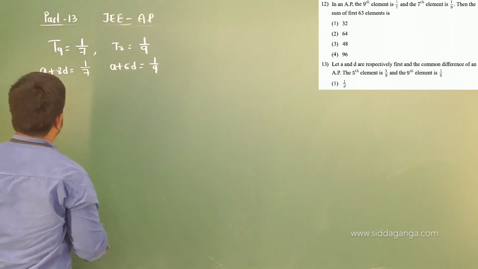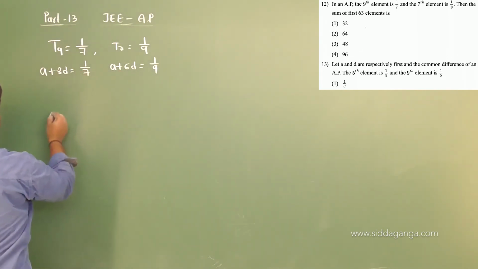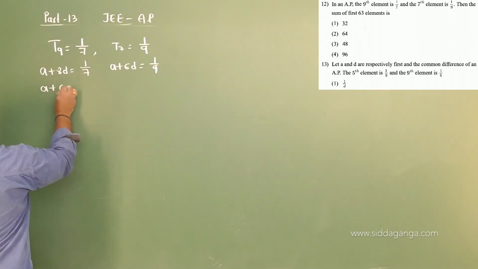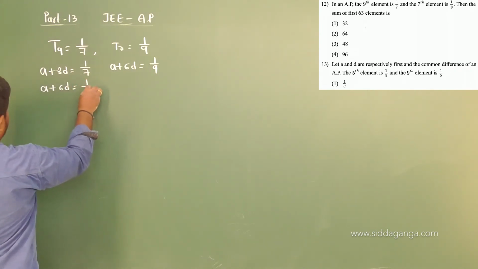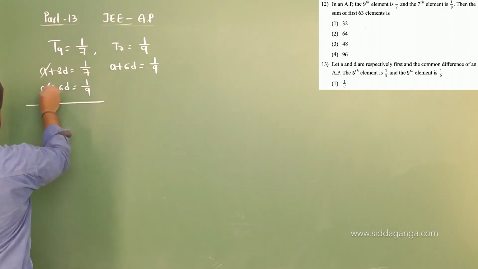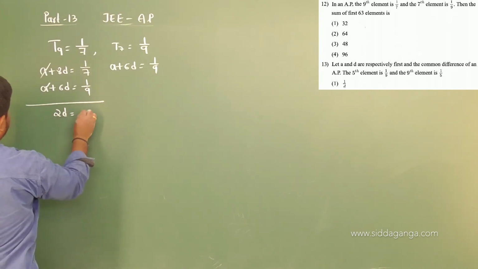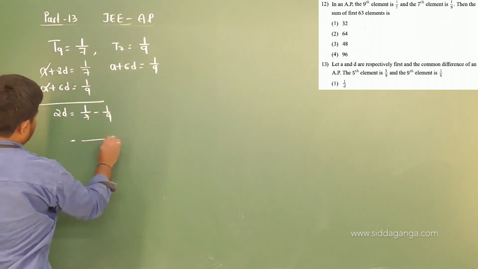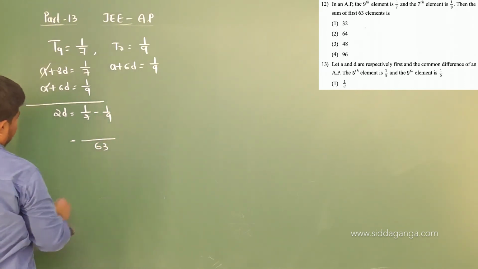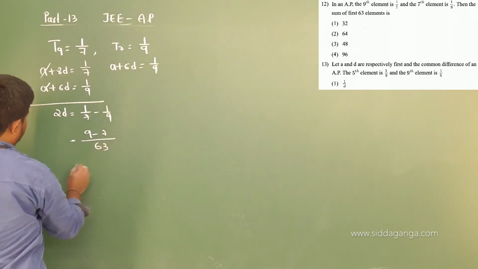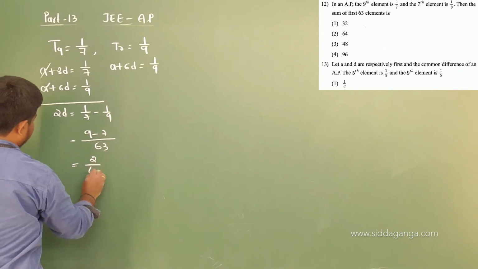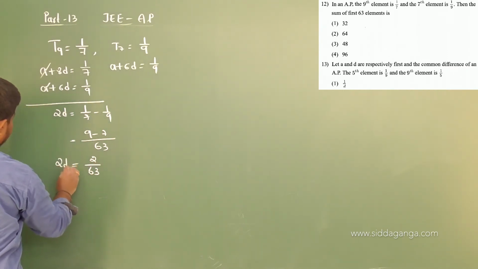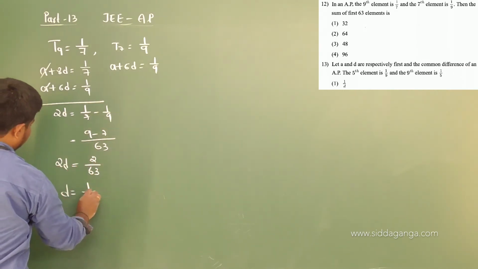Let me subtract this from this. A plus 6D is equal to 1 by 9. So you get 2D is equal to 1 by 7 minus 1 by 9. So 9 minus 7, you get 2 by 63. That is, D is equal to 1 by 63.